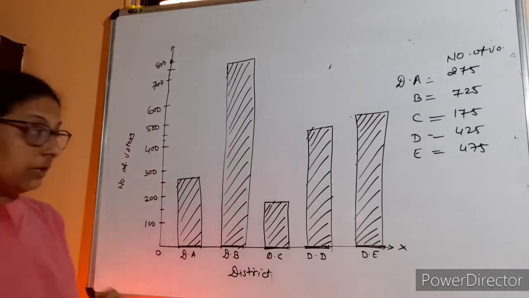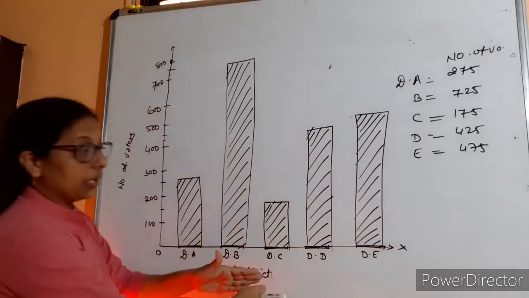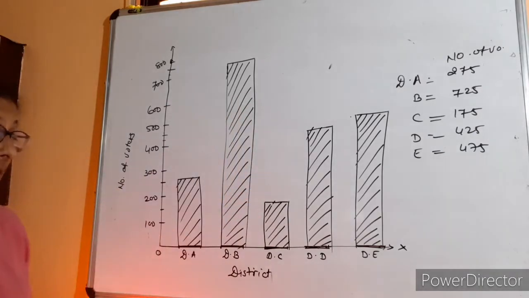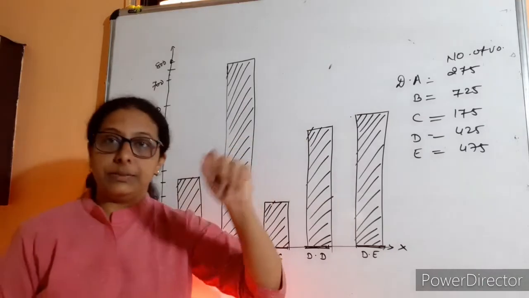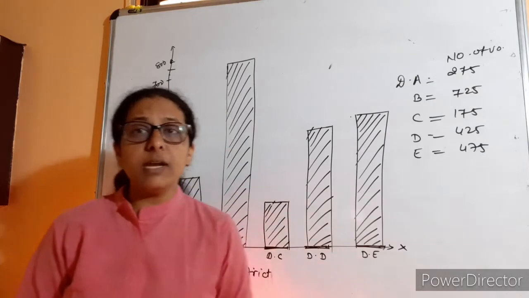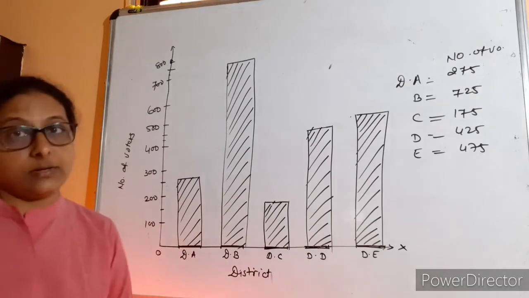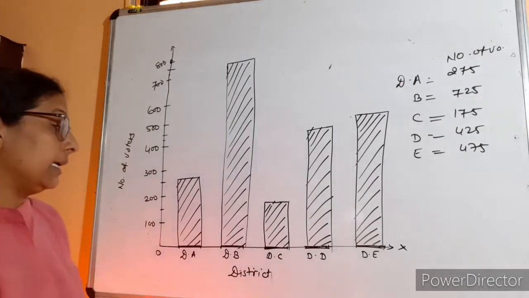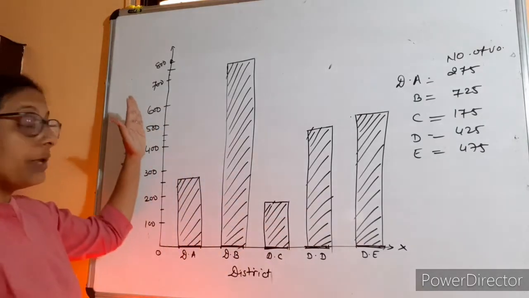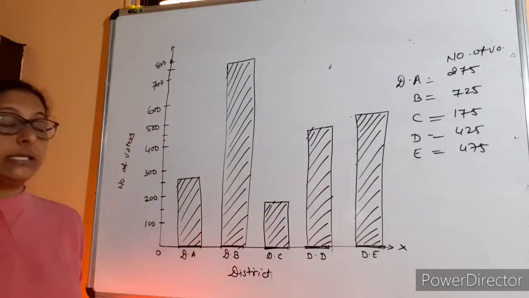But the same graph, if you take the name of the district over here and the numerical data over here, it will become horizontal bars. But the vertical bar is easier and more convenient to read, and therefore vertical bars are more popularly used than horizontal bars. Once again, if the name of the district is given on the x-axis and the numerical data on the y-axis, then it is the vertical bar graph.